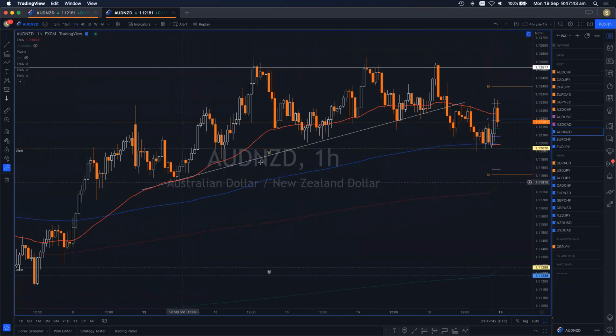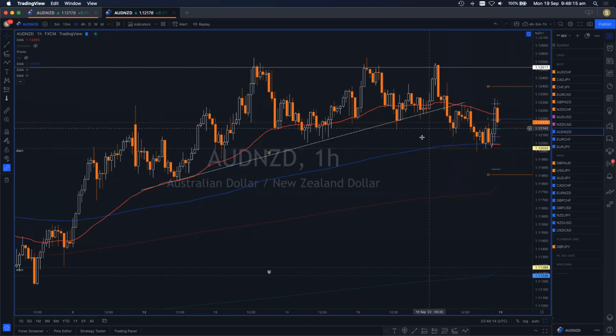On the hourly, we have this trend line. The trend line was broken and retested on Friday, and then it played down to the 4-hour 50. So that's a nice little trade on there if you managed to catch that one. And now it's pulling back. It's early Monday morning, so it's not something I want to jump on. It's too early in the week and in the day.